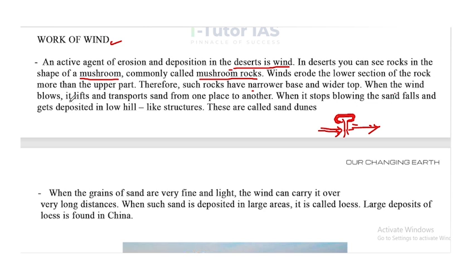When the wind blows, it lifts and transports sand from one place to another. When it stops blowing, the sand falls and gets deposited in a low hill-like structure. These are called sand dunes. When the speed of the wind reduces or stops, the sand materials fall down and form a hill-like structure called sand dunes.